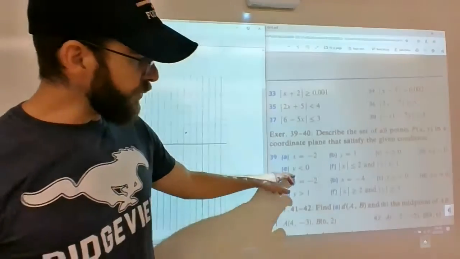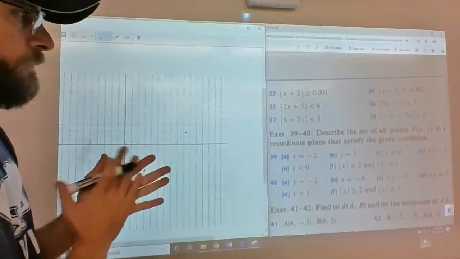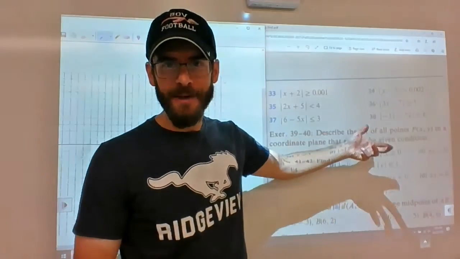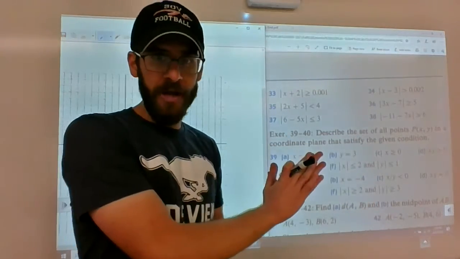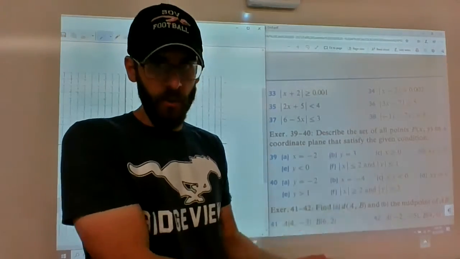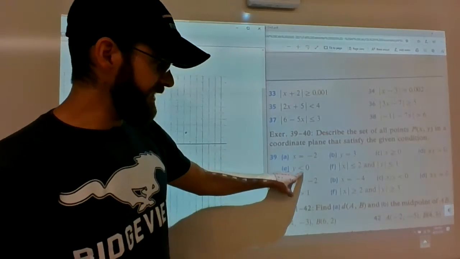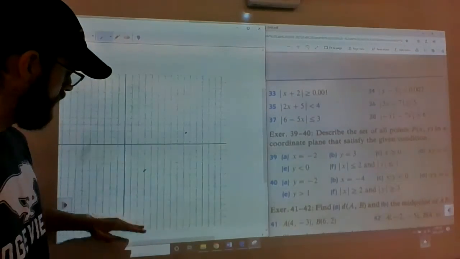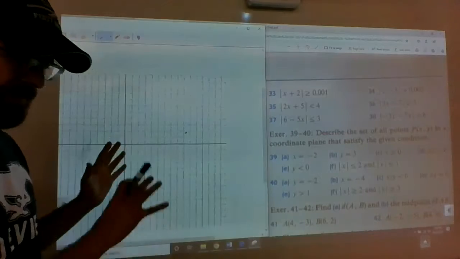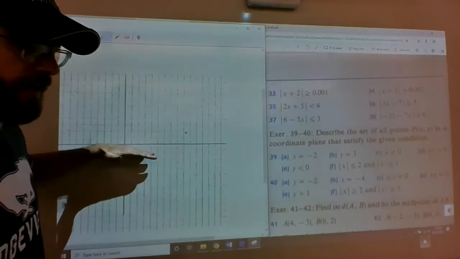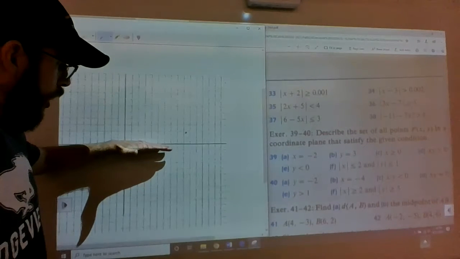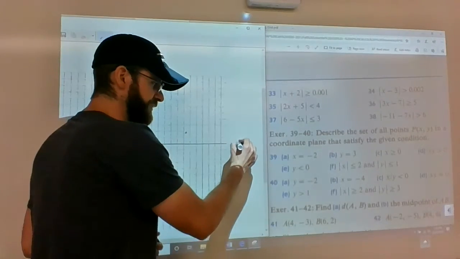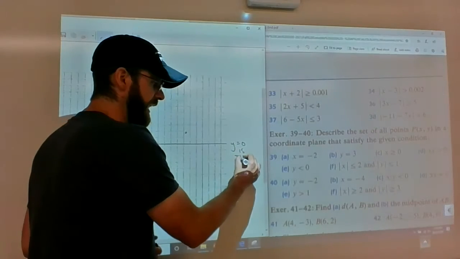Letter E says, where is y less than 0? Well, that's just like part C was, right? I mean, part C was all the points to the right of the y-axis and all the points on the y-axis. So y is less than 0 would be all the points below the x-axis, right? We're switching gears here because we're talking about a horizontal line now. All the points below the x-axis, since y equals 0 is the x-axis.